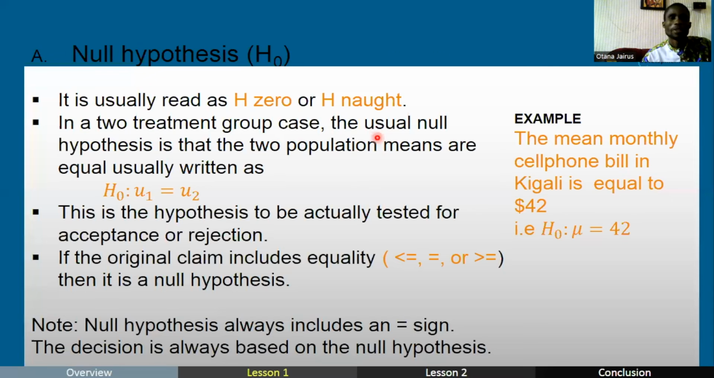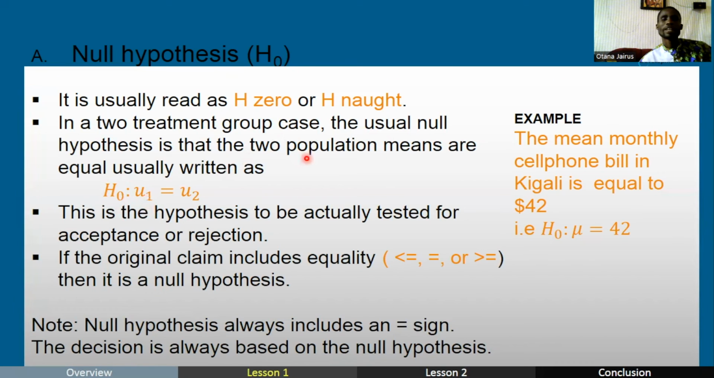So go with me. Let us talk about the null hypothesis, okay? The null hypothesis, like I've said before, we represent by H naught, and the subscript is 0, okay? So we usually read it as H0 or H naught. Any of those terms is acceptable, okay? So, for example, let's look at a case whereby you have two treatment groups. The usual null hypothesis is that the population means are equal, usually written as H naught, okay?